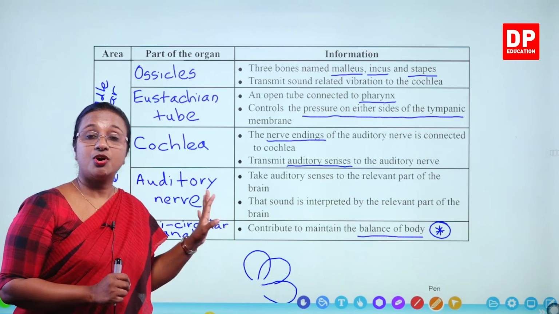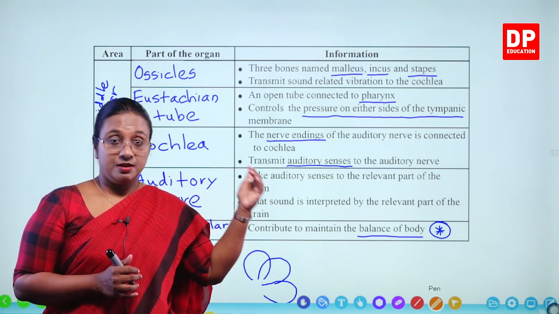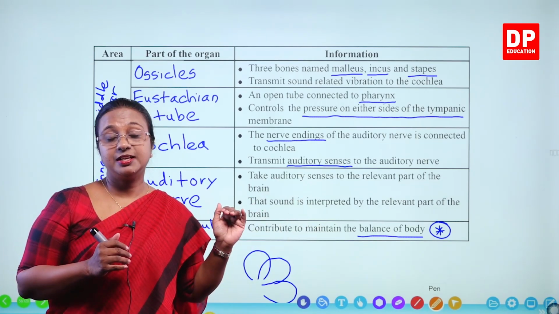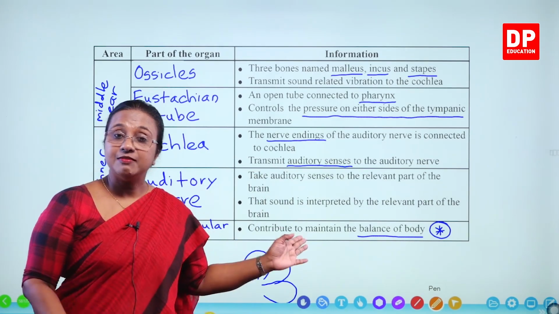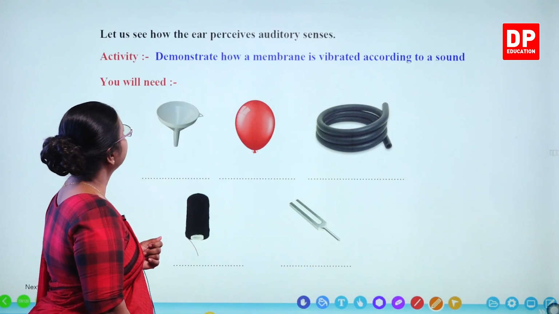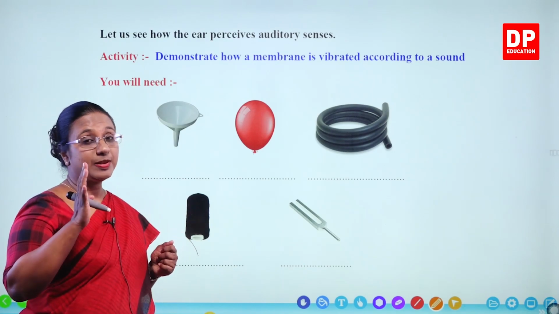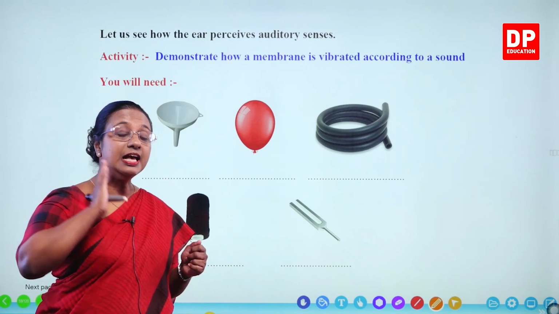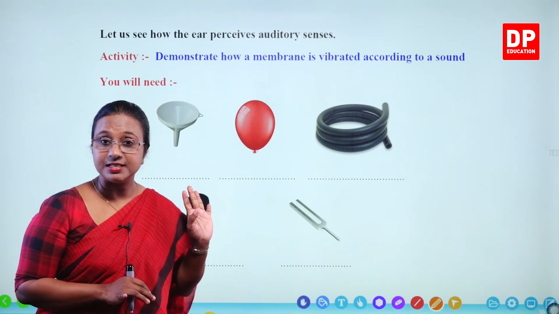All the other structures are involved with transmission of sound from the external environment into the ear to the auditory nerve, so that information is carried to the brain. So with that, I will move on to the next slide. So let us see how the ear perceives auditory senses. I explained to you all how we receive the sound, how it's directed into the ear and how we hear the sound. Now we'll do this activity to understand that.